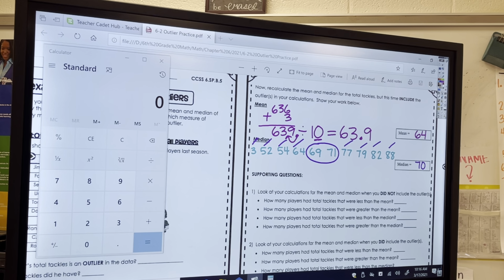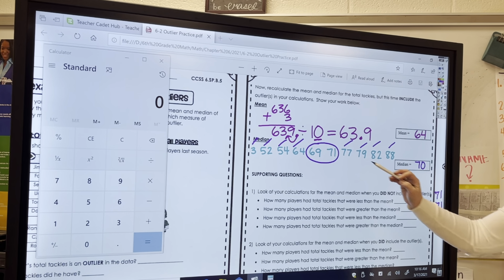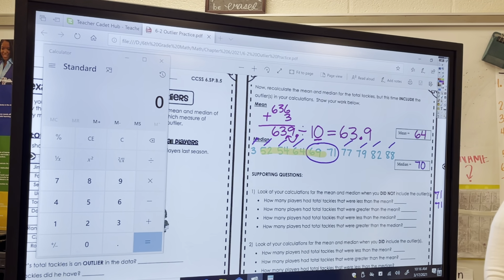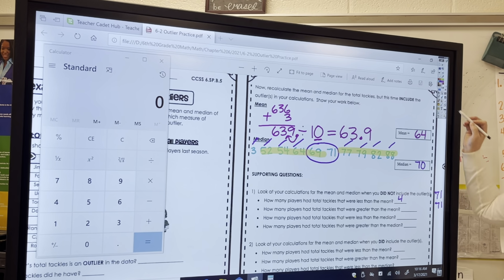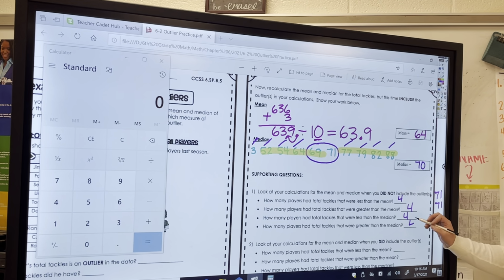Okay, so how many players had a total tackle that were less than the mean? What was the mean over there, by the way? 71. And what was the median? 71. So, how many players had less than the mean? 4. How many players had more than the mean? 4. How many players were less than the median? 4. How many players were greater than the median? 4.